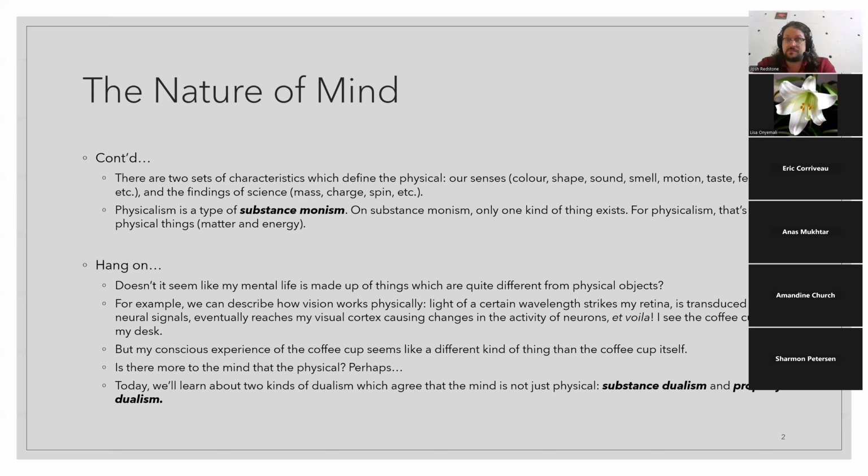Physicalism is a sort of substance monism, by the way. So earlier I mentioned there's substance dualism and property dualism. Property dualism is also a type of substance monism. Substance dualism is the opposite of substance monism. So substance monism says that there's only one kind of substance. And I know we've talked about substance a lot, but for today you can think of substance as that which can exist independently.